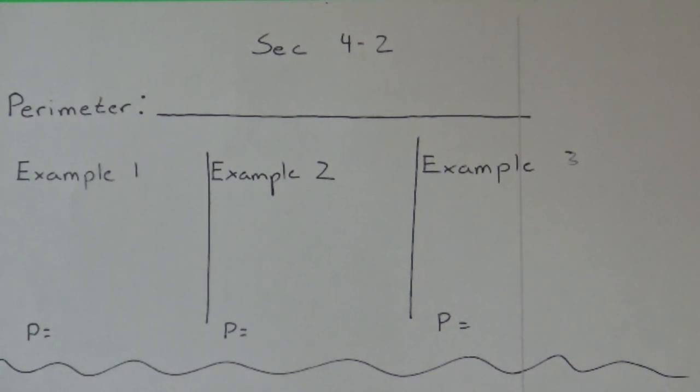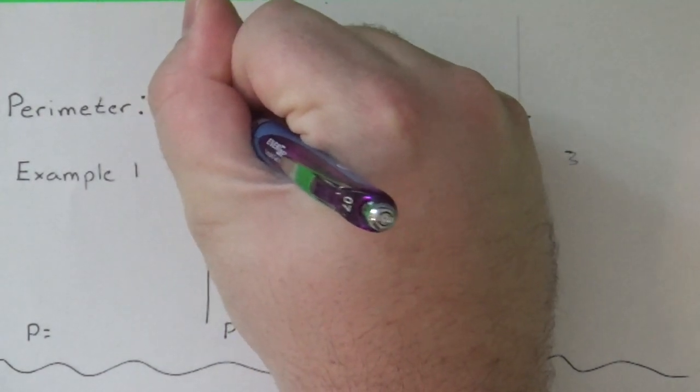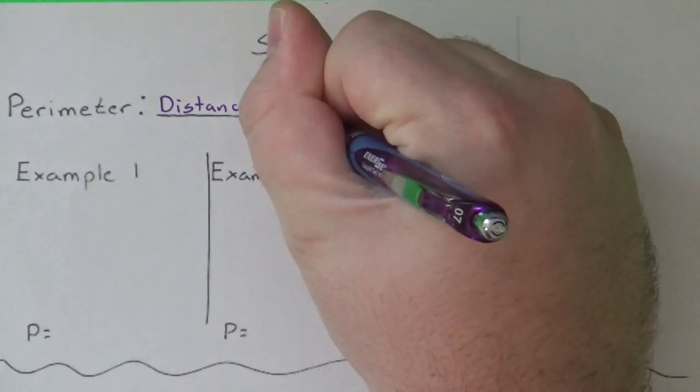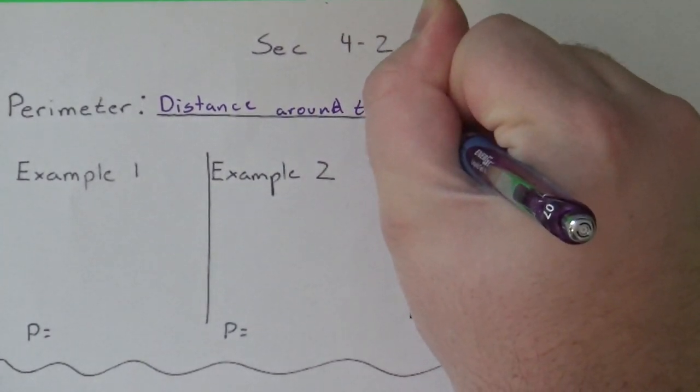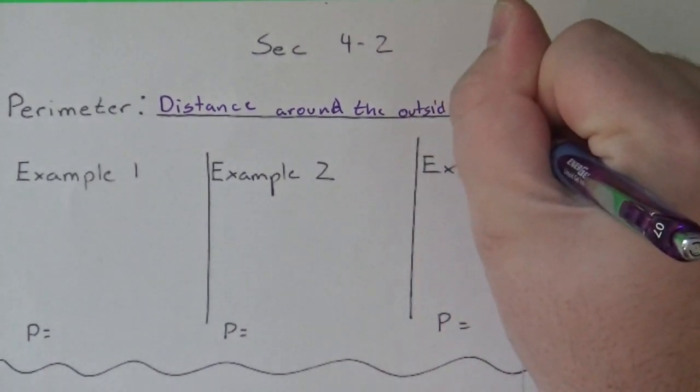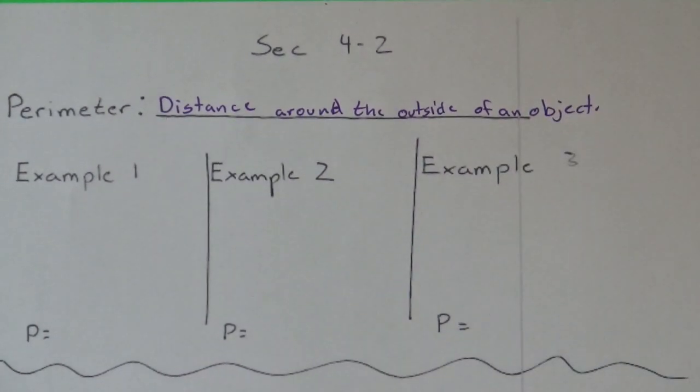So first off, I want to talk about my pet peeve of a problem, and it's what we call perimeter. All right, so I'm going to give you the official definition. Perimeter, get my handy dandy note here, is simply this. This is the definition we'll use. It is the distance around the outside of an object. Okay? This is the basic definition, distance around the outside of an object.